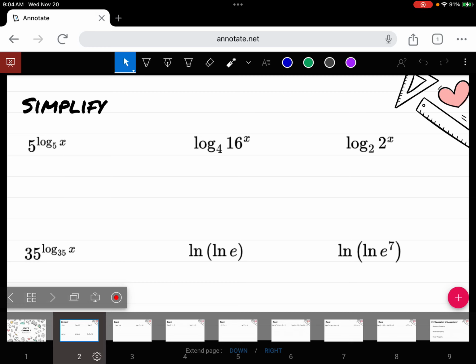Let's take a look here. What do we notice on these?